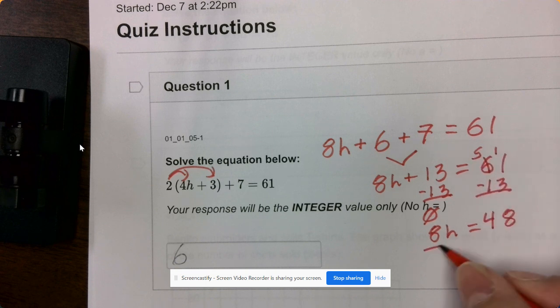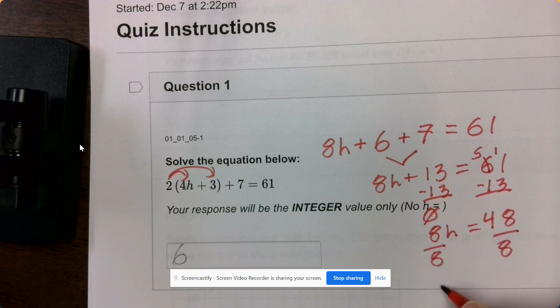And then we divide to get h by itself to get 6. So our answer for this one would be 6.